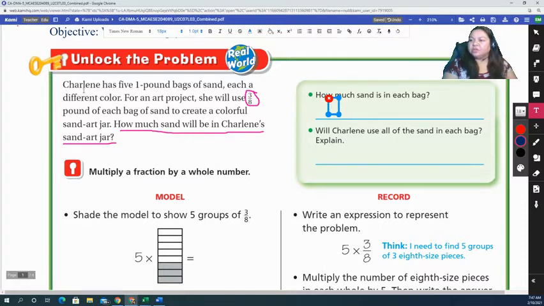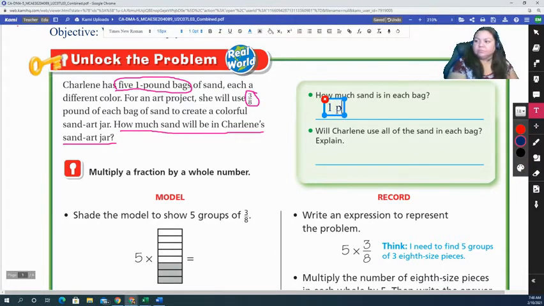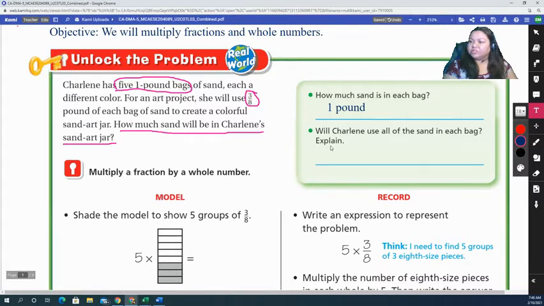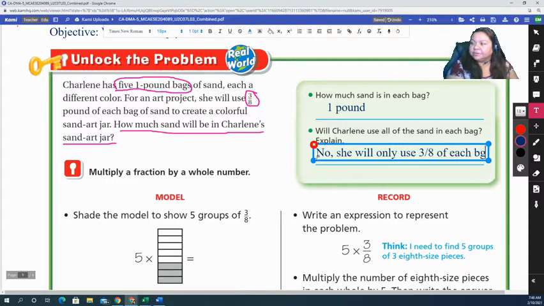We know that it says that Charlene has 5. Okay, so if you see here, this is another important piece of information. Now each bag has 1 pound. And the question is, will Charlene use all of the sand in each bag? No, right? It says that she will only use 3/8 of each bag. And she has 5 of them.